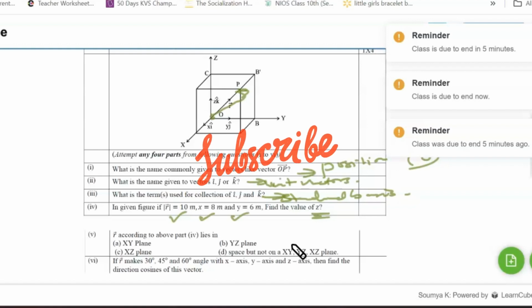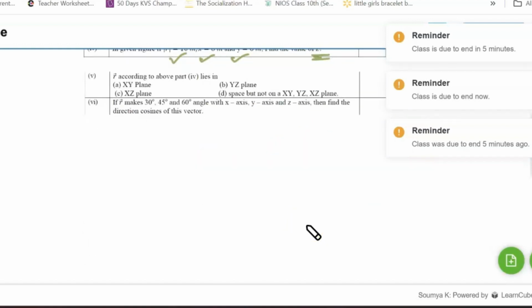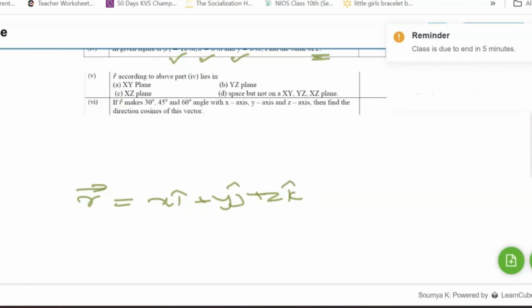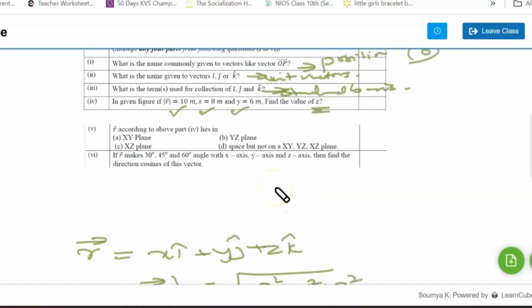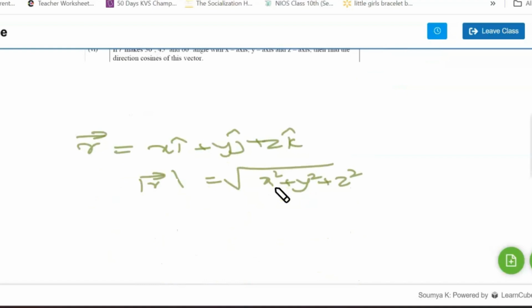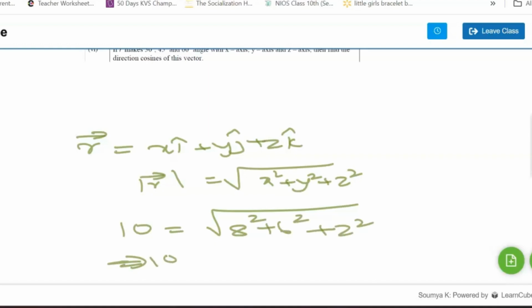So how to find out the value: consider the r vector equal to xi plus yj plus zk. In this case, the magnitude r is equal to the square root of x square plus y square plus z square. All the values are given to you. r is 10, x is 8 and y is 6. So substitute here: 8 square plus 6 square plus z square, which is equal to 10.